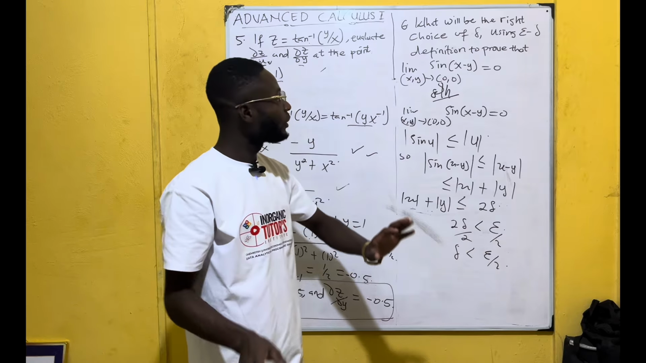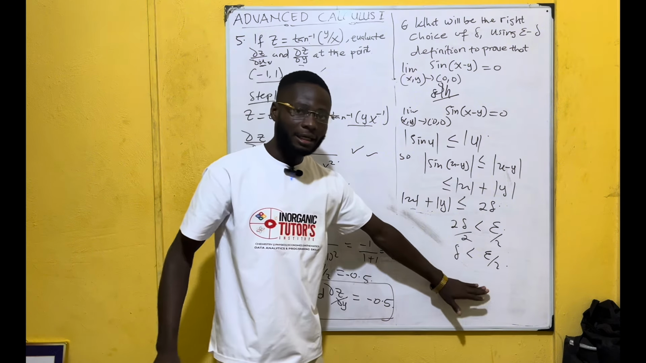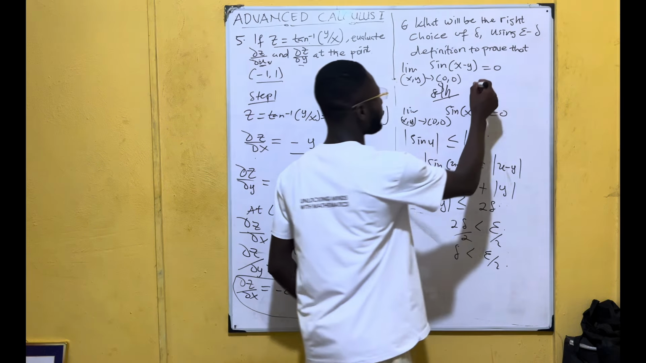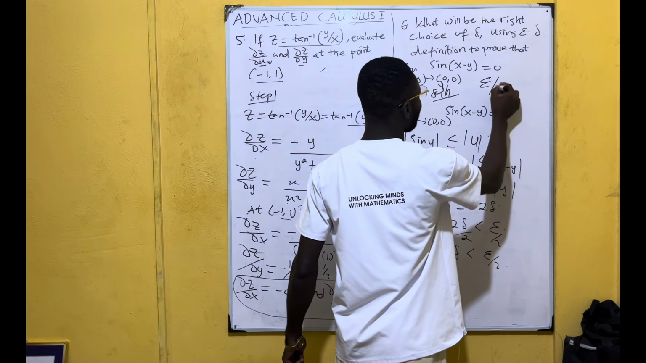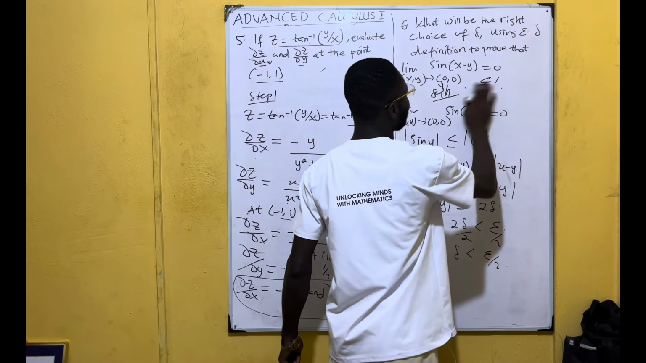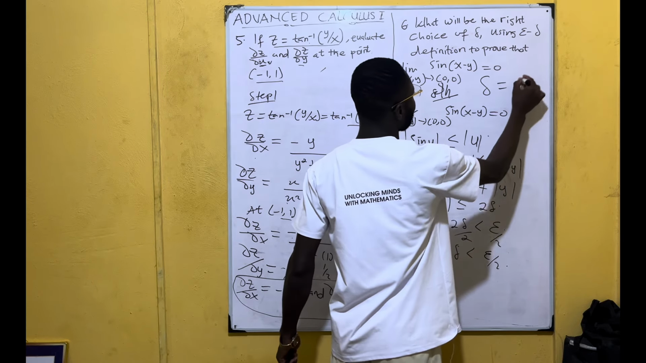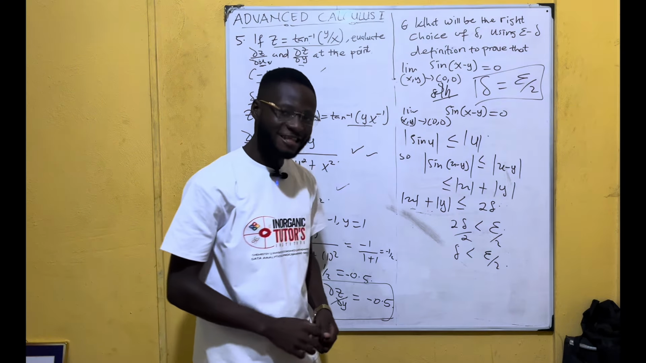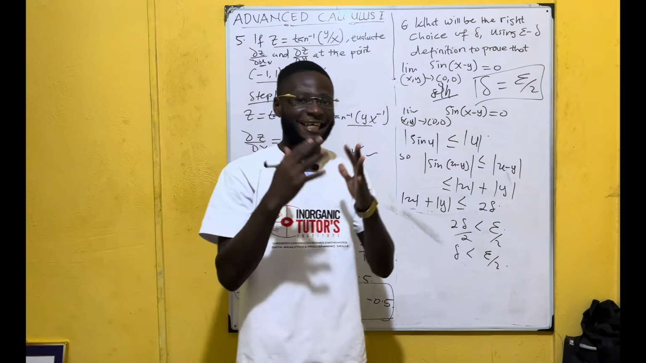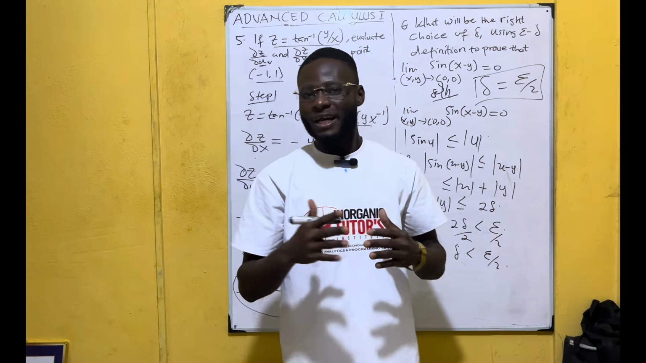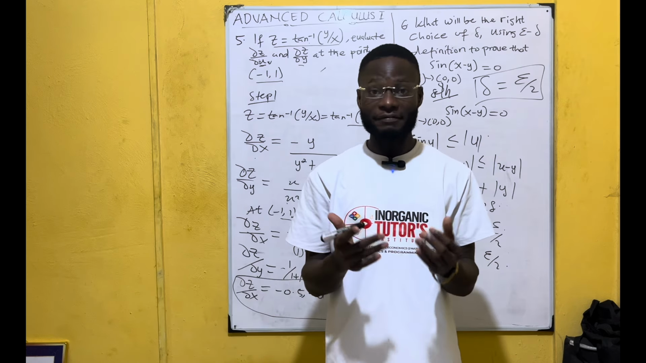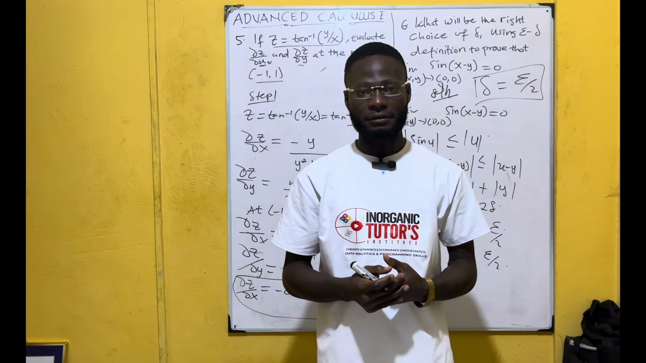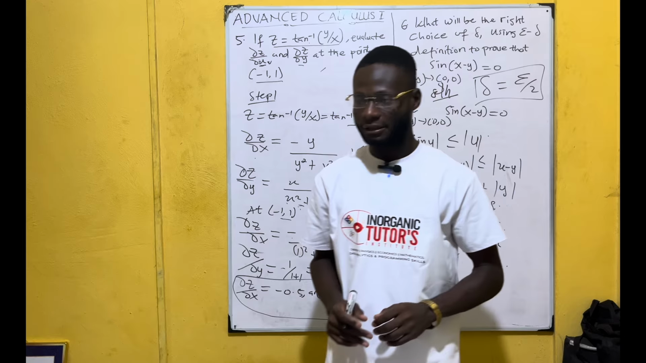All right, so the right choice for delta is epsilon over 2. So epsilon over 2, that is our delta. So our delta is epsilon over 2. Epsilon over 2. That is so amazing, right? That is question number 6. Now let's go back, have some reflection, and come back for question number 7. All right, I'll be right back in no time.